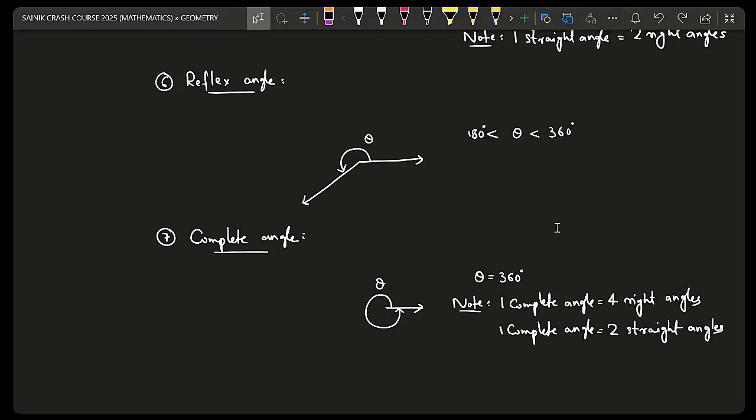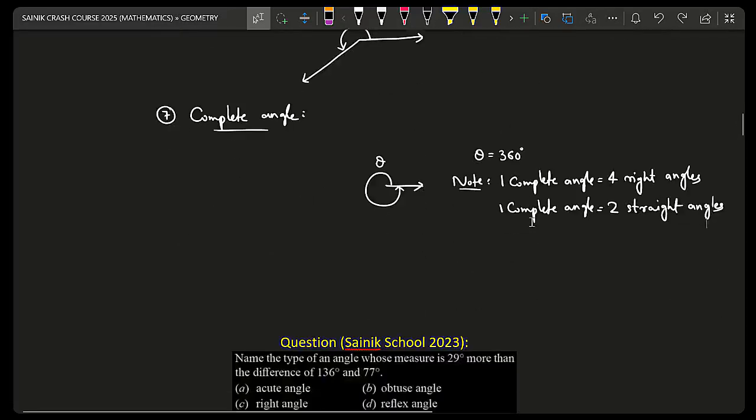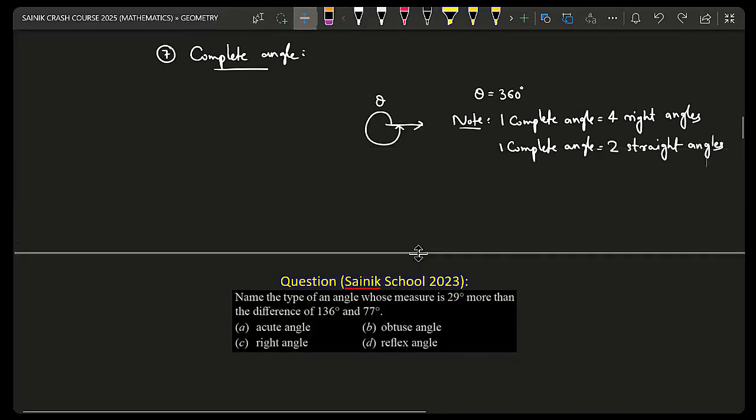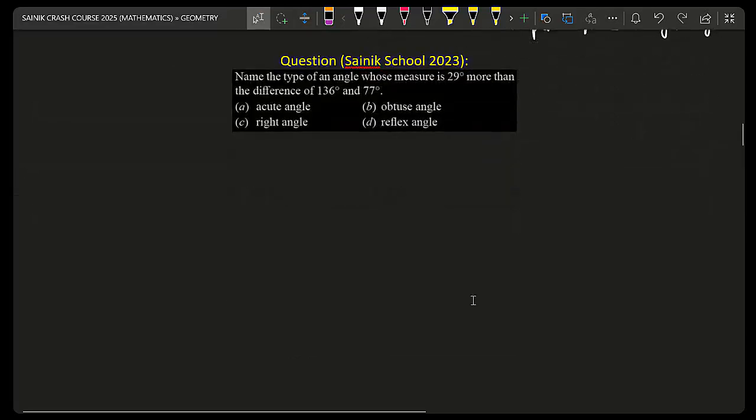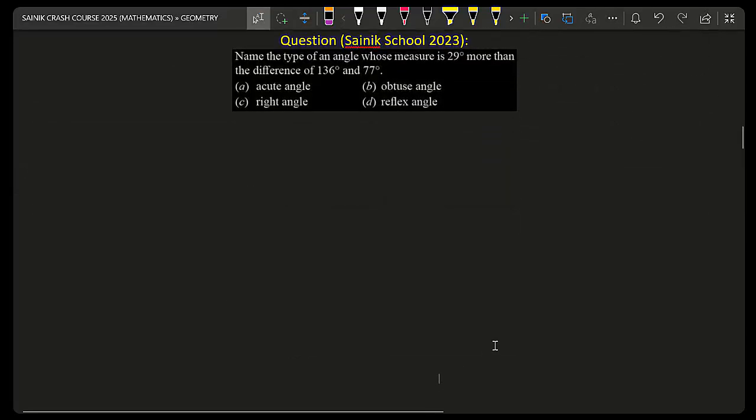So these are the types of angles and questions on this topic. In the 2023 paper, we have a question on types of angle: Name the type of an angle whose measure is 29 degrees more than the difference of 136 degrees and 77 degrees. Who is going to answer? Raise your hands. Very simple question. Only one student is raising a hand. Now you know about the types of angle, right? Is it that difficult a question?